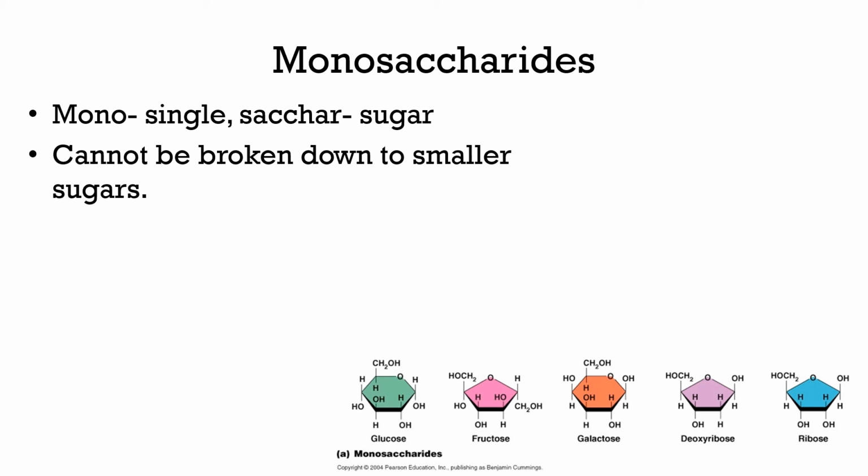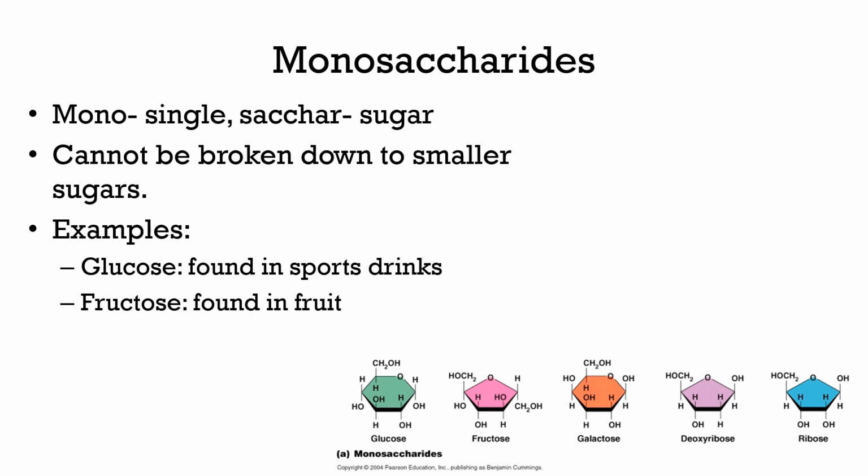So these are sugar molecules that cannot be broken down. Well, you can break it down, but there is no sugar that's smaller than a monosaccharide. If you break a monosaccharide down, you're just going to end up with some carbons, hydrogens, and oxygens, but it won't be a sugar anymore. Some examples are glucose. Glucose is found in sports drinks, and glucose is what we actually use for the energy of our bodies. We will be doing cellular respiration, and we break down glucose in that process.